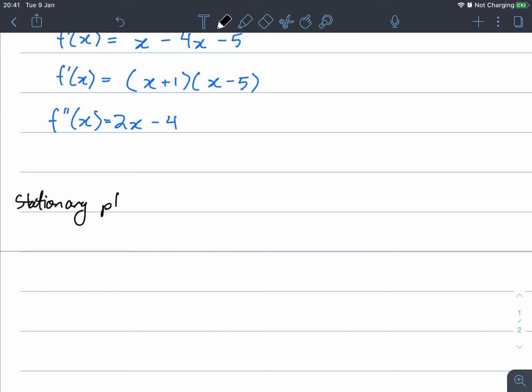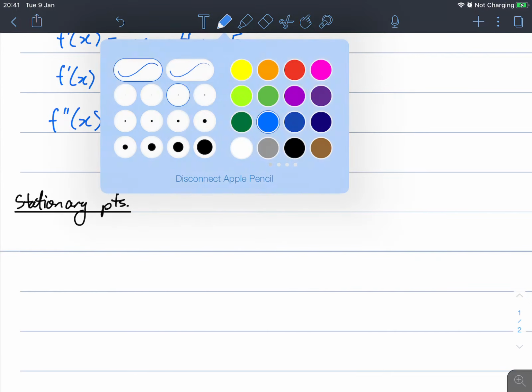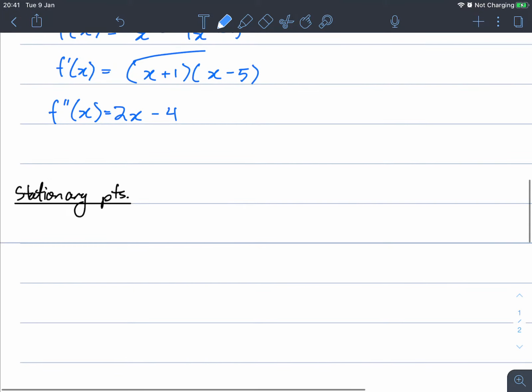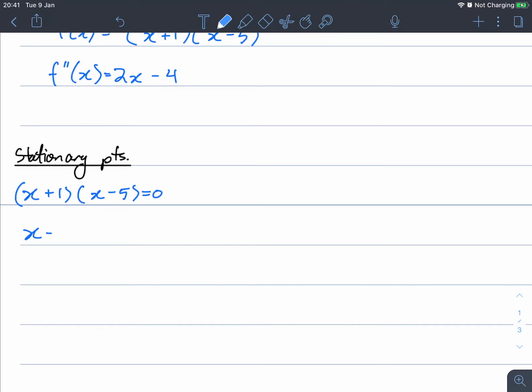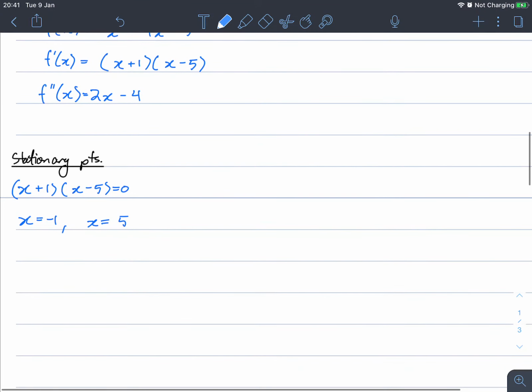Stationary points. For this, we're going to solve this for 0. So (x plus 1)(x minus 5) is equal to 0. Well, this is x equals negative 1, x equals positive 5. So now let's find the nature of these points.